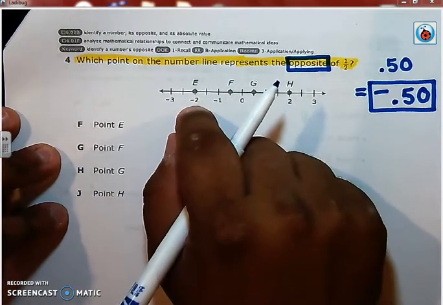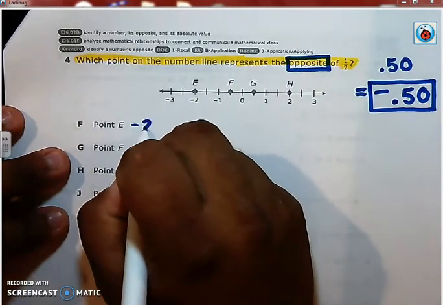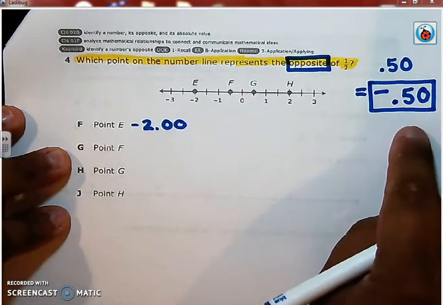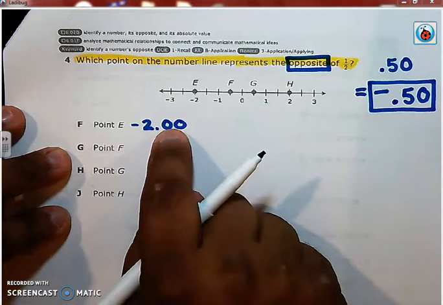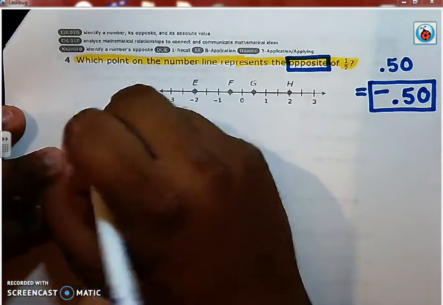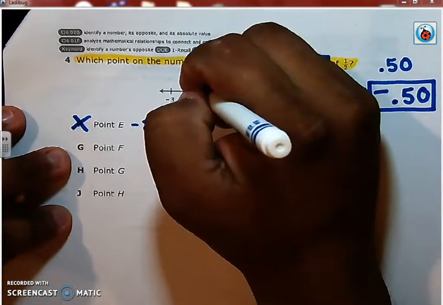E is at -2. So I know E is -$2. And I can easily see that 50 cents is not the same as $2. So no student should have chosen F. It's the first one out. So this one's gone.